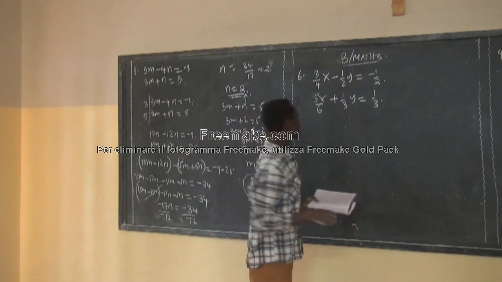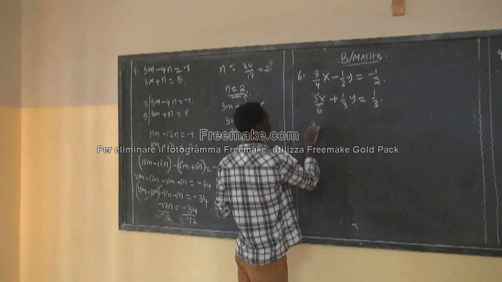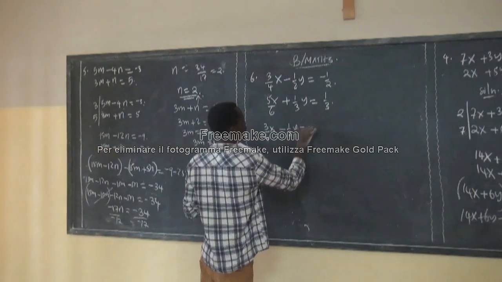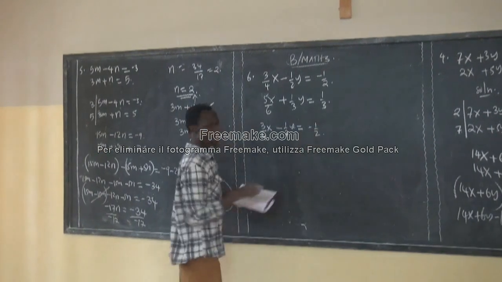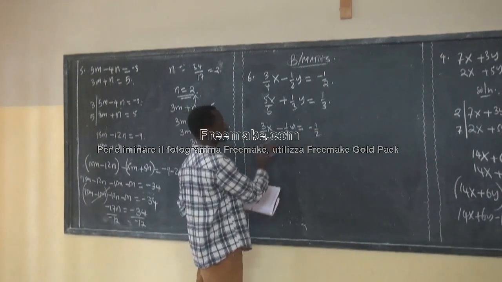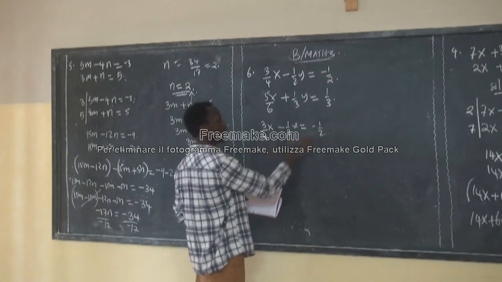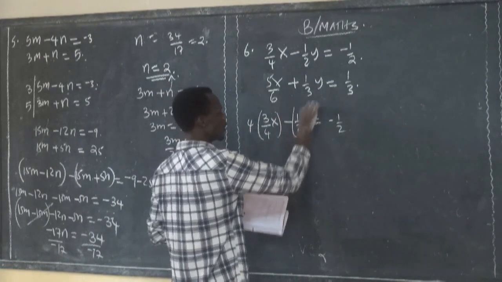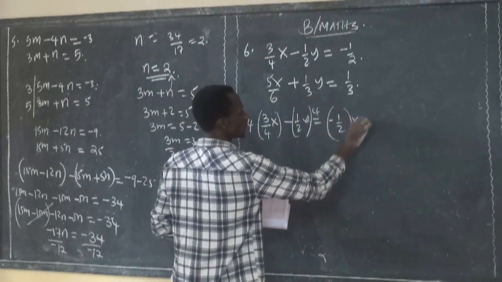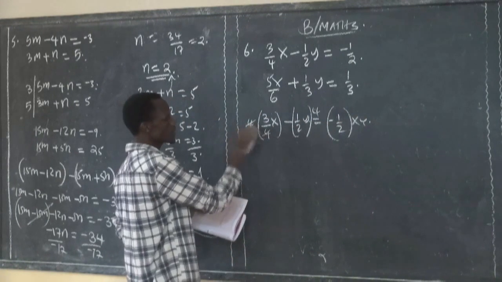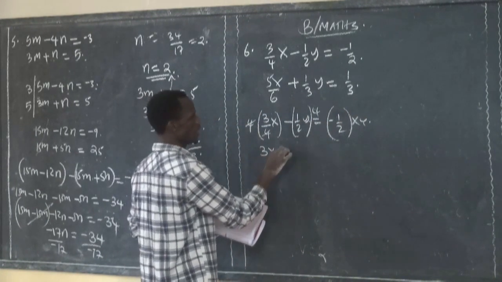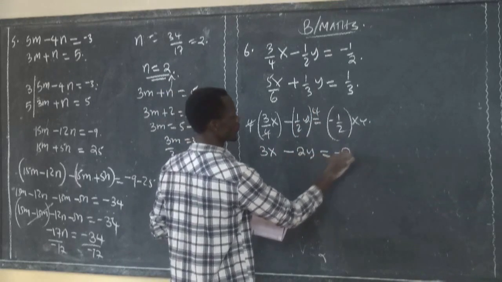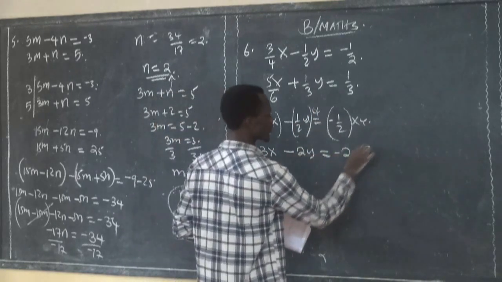Now, from the first equation, you have x minus 1 over 2y is equal now to negative 1 over 2. Now, remember, the LCM of 4, 2, 2. The LCM of 4, 2 is what? 4. Now, we multiply by the LCM throughout the equation, by 4. Now you have 3x. Now, here, you have negative 2y is equal now to negative 2. Now, this is the first equation.